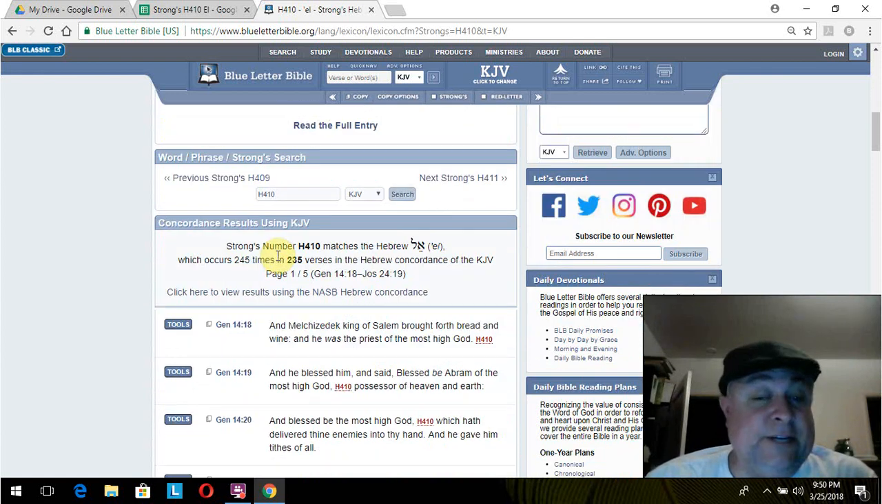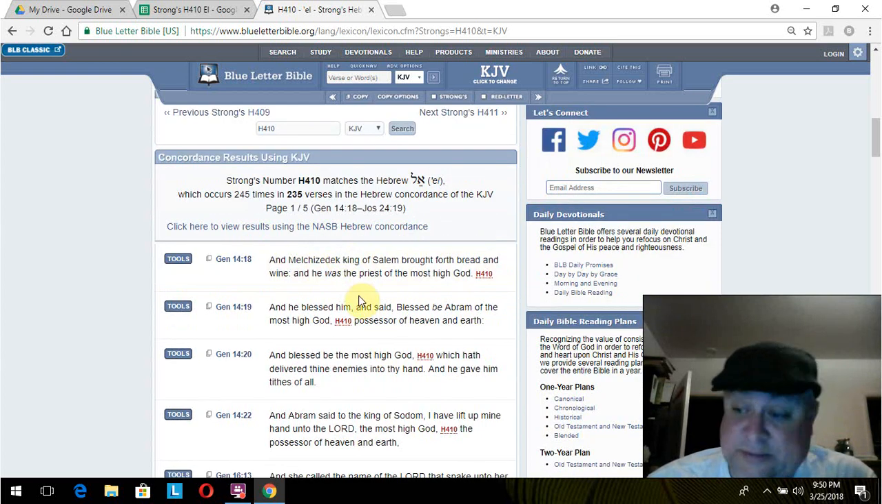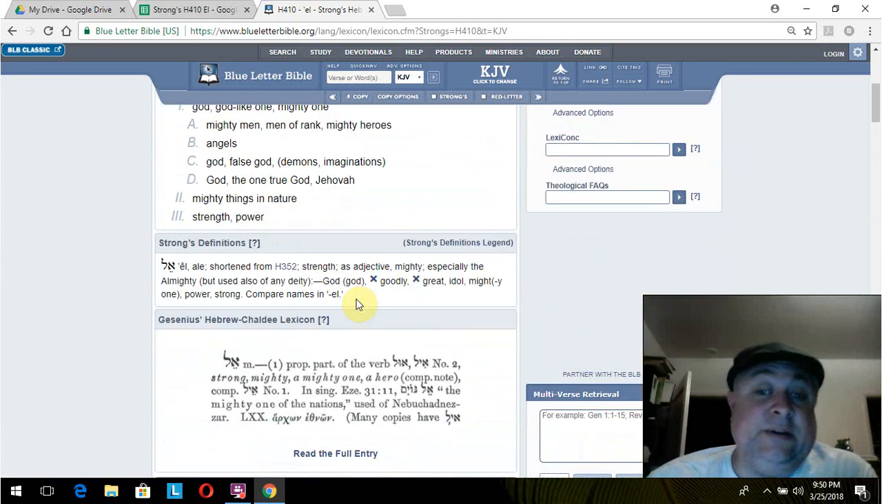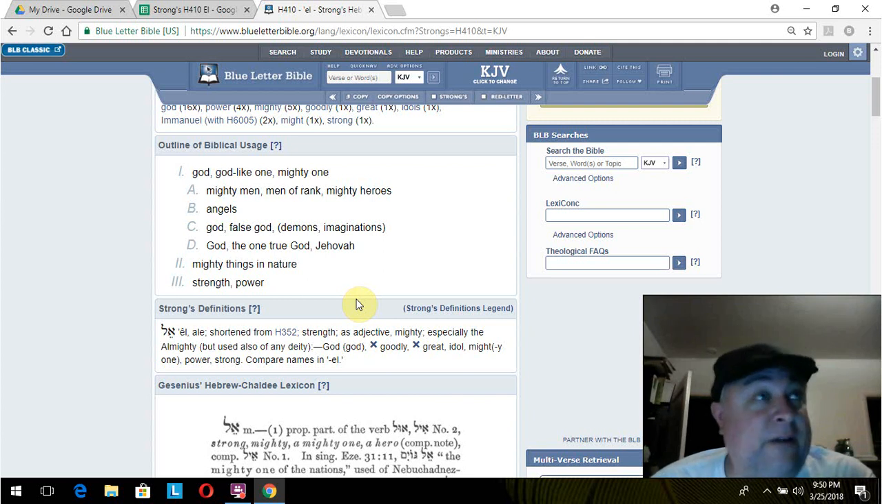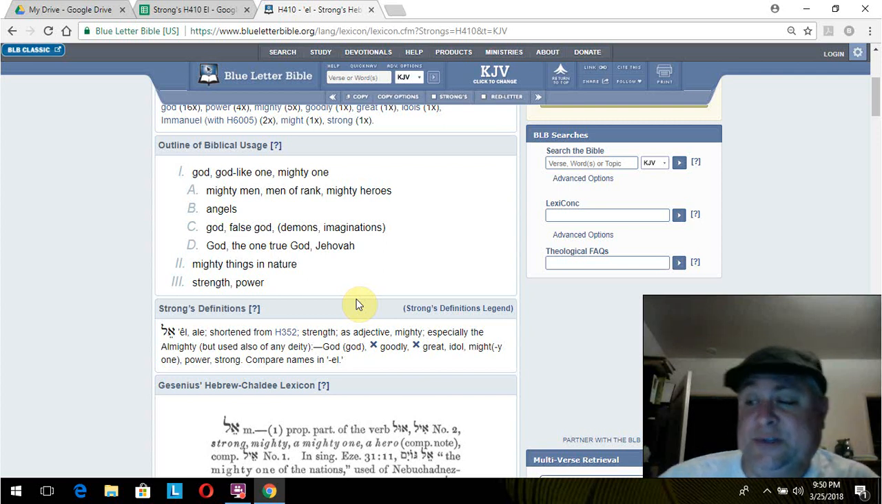Again, in the King James Version, we have 235 verses in the Hebrew Concordance, but we have 245 times that El appears. So in some of the verses, El appears twice, or in one case, I believe 3 times. The reason that we're going over the various usages of El is to pretty much verify and solidify its usage in the Hebrew language.